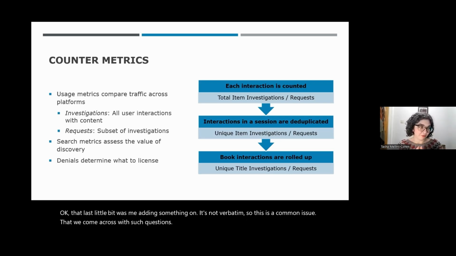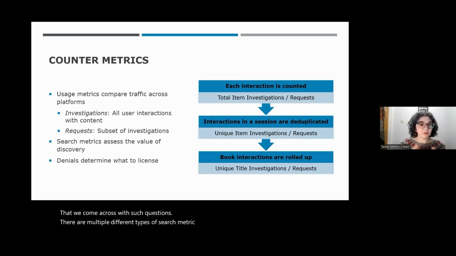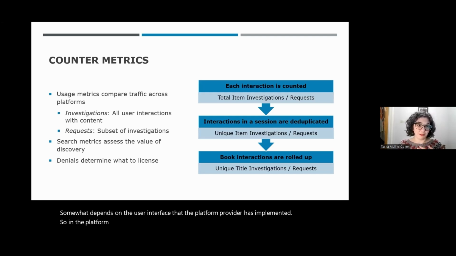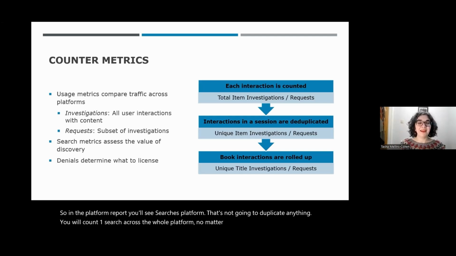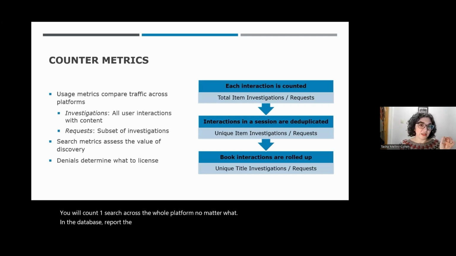There are multiple different types of search metric in Counter, and what you will see somewhat depends on the user interface that the platform provider has implemented. So in the platform report, you'll see searches platform. That's not going to duplicate anything. You will count one search across the whole platform, no matter what. In the database report, the DR, you will see either searches regular or searches automated.